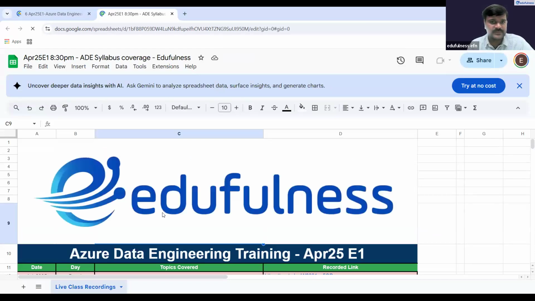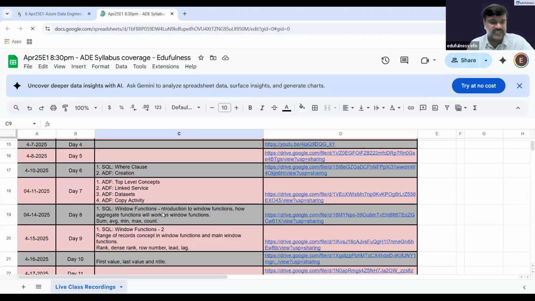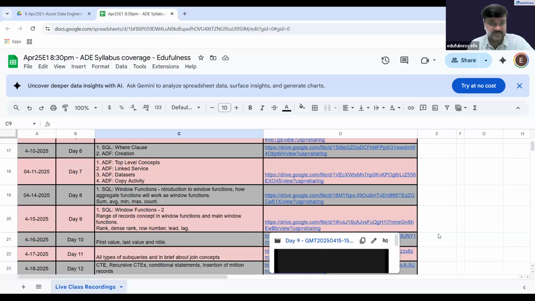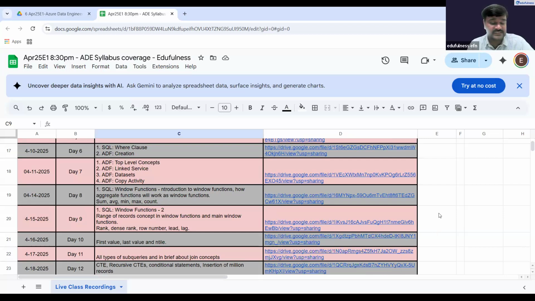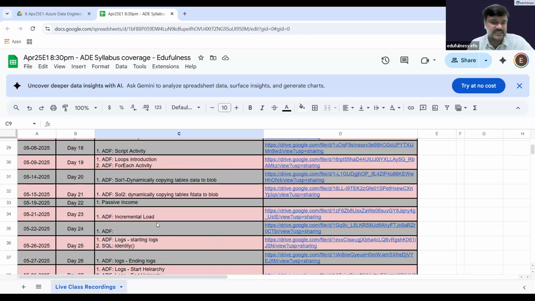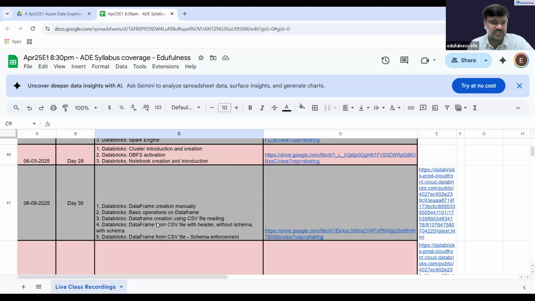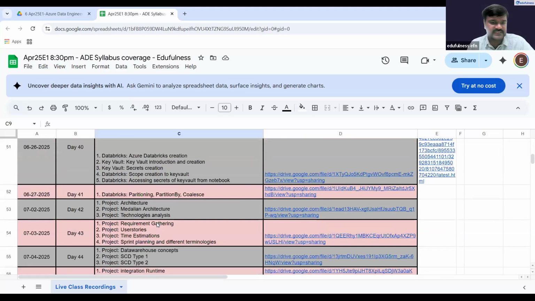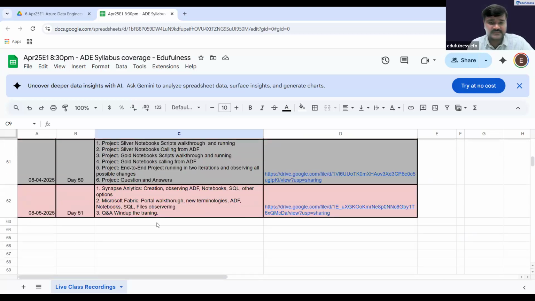Let it load. Yeah. So when the class happened, what concept was discussed, and its corresponding recording link and other sources, if there are any homeworks or scripts, we will add them here. So this is how different concepts were discussed at different times. Have a look at all these things, how the project-related work happened. Like this, you are going to get the recordings.